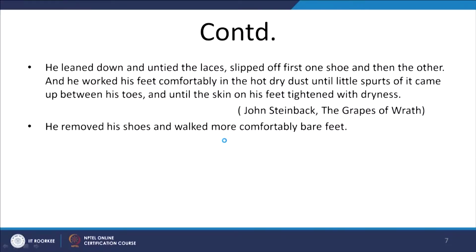But then you will find in literature there is a tendency to describe, but you cannot do so when you are writing for other purposes. I have selected one line from John Steinbeck's The Grapes of Wrath. Now look at this line. He leaned down and untied the laces, slipped off first one shoe and then the other, and he worked his feet comfortably in the hot dry dust until little spurts of it came up between his toes and until the skin on his feet tightened with dryness.